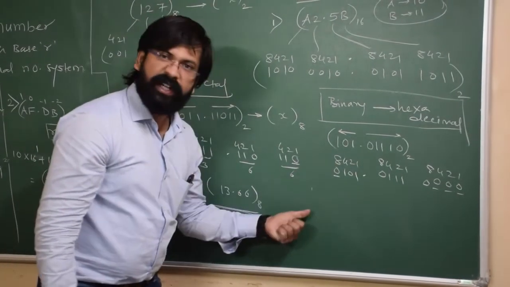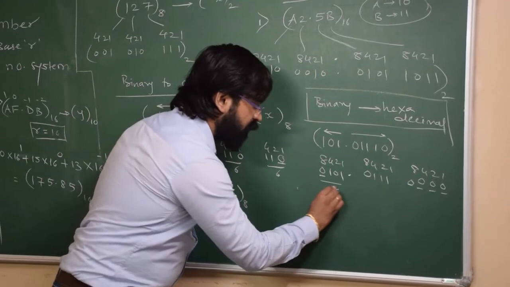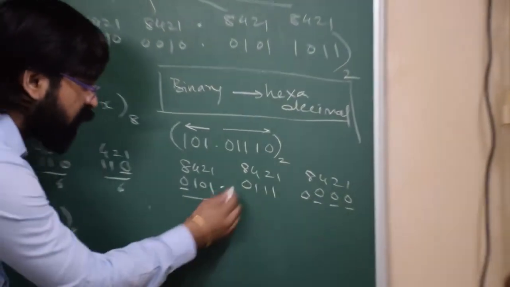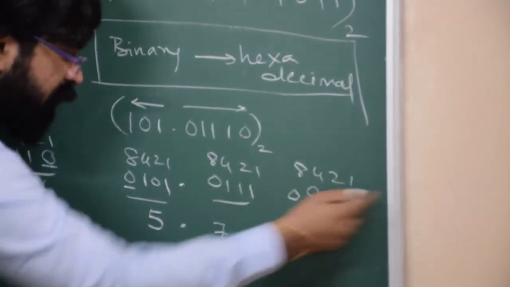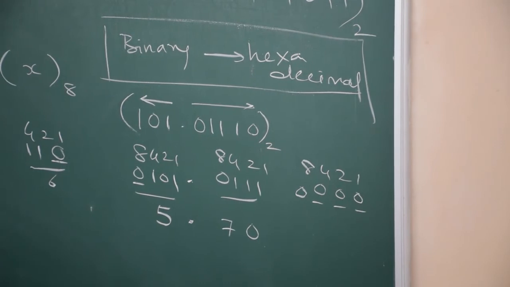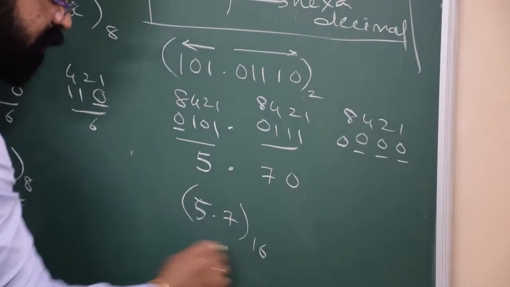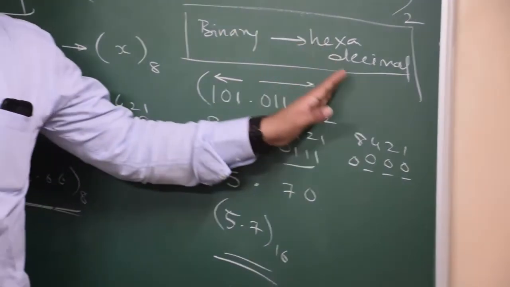So where do I find 1? I find 1 below 4 and below 1. So 4 plus 1 is 5. After that there is a decimal point. After that, do you see 4 plus 2 plus 1, meaning that you get 7. Here everything is 0. I can write 5.70. In fact, you can write only 5.7, having this as 0. And this is how we convert from binary to hexadecimal.